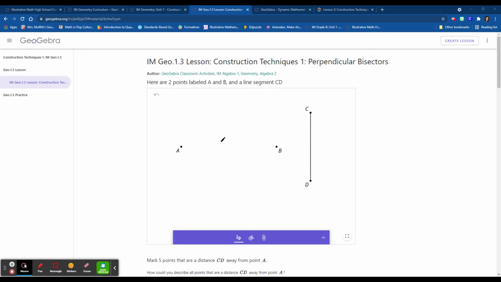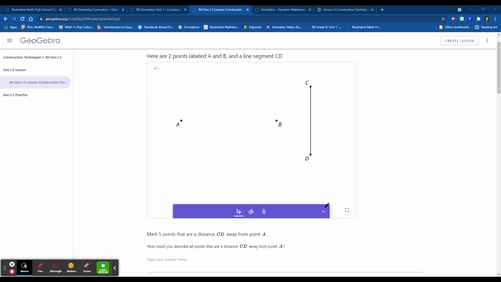So we're going to start out just kind of exploring, right? We've got 2 points labeled A and B, and then we have a line segment CD here. The instructions ask us to mark 5 points that are a distance CD away from point A. So I need to copy this length of CD, and I need to find some points that are that same distance away from point A, and I'm going to end up marking those points here on my diagram.